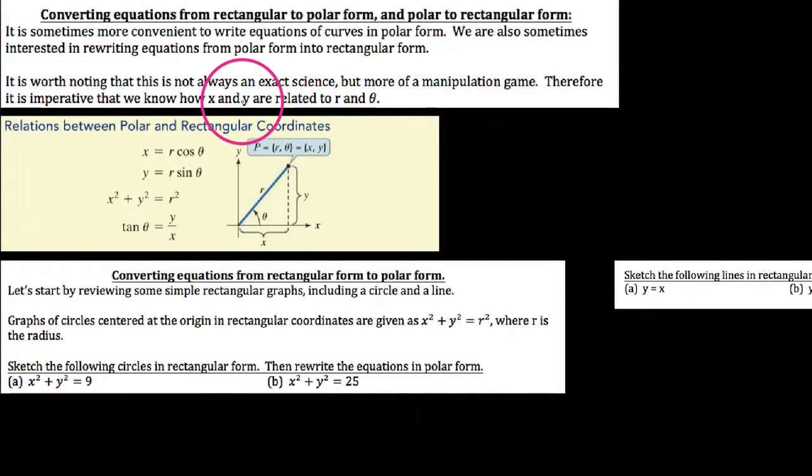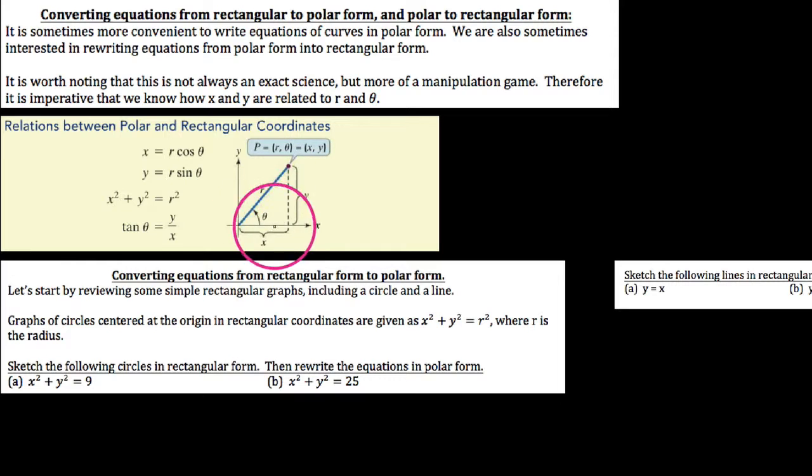Okay, YouTube, in this video what we're going to do is confront converting equations from rectangular to polar form, essentially, but also from polar to rectangular form. And again, what we're doing is just emphasizing the relationship between the two different forms here.